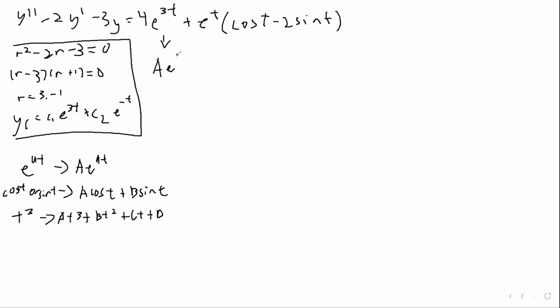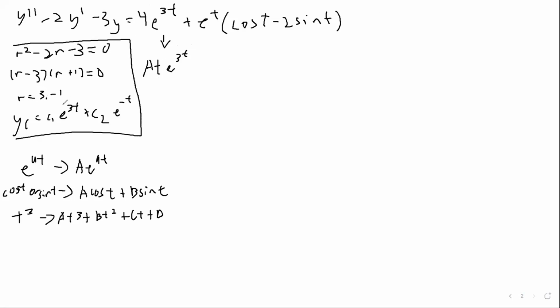But if you have a duplicate, that is, the complementary solution is the same as something in the form of your solution, you need to multiply that whole thing by t as many times as it takes to remove duplicates.